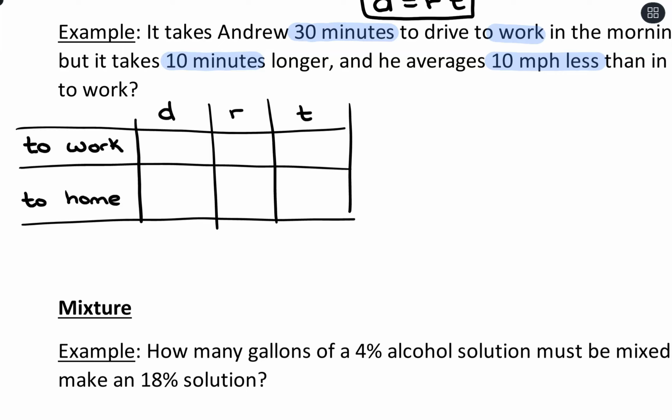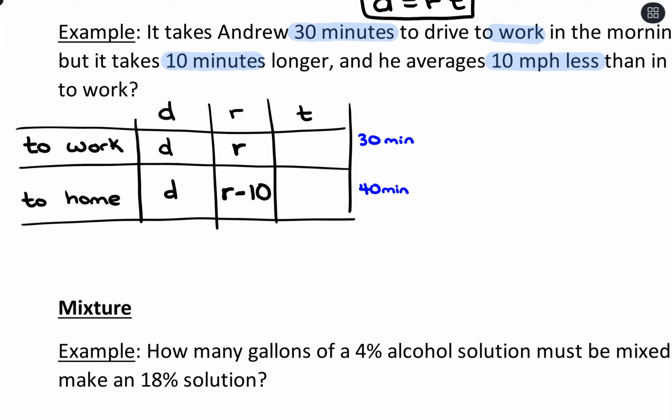All right, so distance is going to be the same. He's going the same route. In terms of rate, whatever rate he's going to work, we take 10 miles per hour away as he's going home. So that rate decreases. So if he's going 50 miles per hour in the morning, he's going 40 miles per hour on the way home. Then in terms of time, we have 30 minutes. And actually, I'm going to put this a little bit to the side, 30 minutes. And then it takes him 10 minutes longer to go home. So that would be 40 minutes.